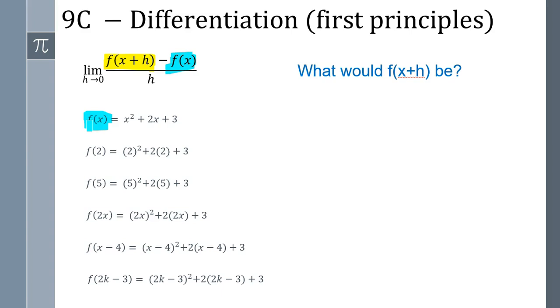If we wanted to find f of 2, we would sub 2 in everywhere we saw x, and we would do the function that way. This is subbing in, we've seen it before. If we had f of 5, we'd sub 5 in everywhere we saw x. If we had f of 2x, we'd sub 2x in everywhere we saw x. If we had f of x minus 4, we'd sub x minus 4 in everywhere we saw x. So by that theory, what do you reckon f of x plus h is going to be? Okay, it's very similar. Wherever I see an x, I'm going to put x plus h.